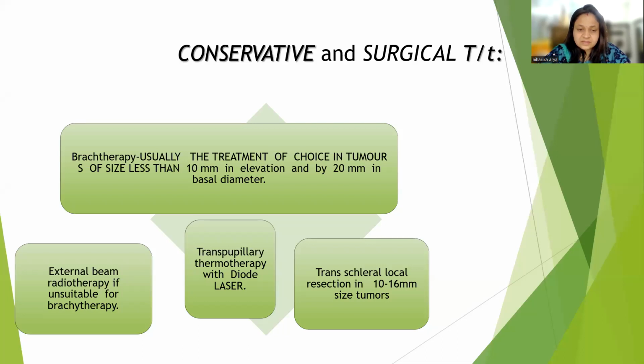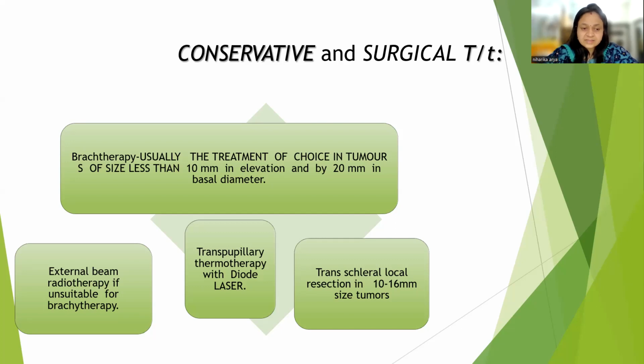So these are some of the conservative and the surgical treatments. Brachytherapy is usually the treatment of choice in tumors of size less than 10 mm in elevation and 20 mm in the basal diameter. So if the tumor is of small to medium size, that is less than 10 mm in elevation and 20 mm in basal diameter, then we can go with the brachytherapy. That is a conservative treatment. In this, we don't have to remove the eyeball.